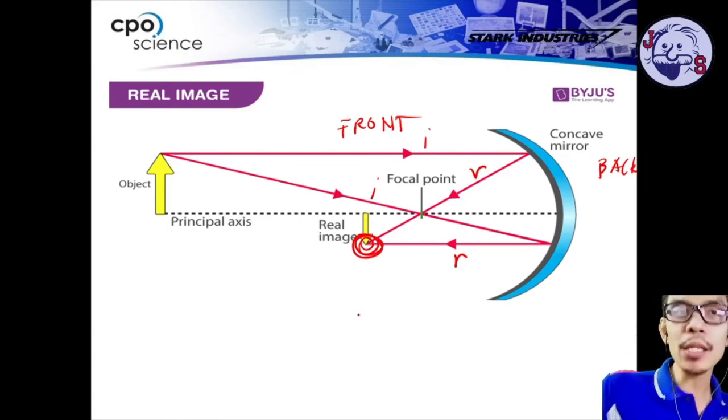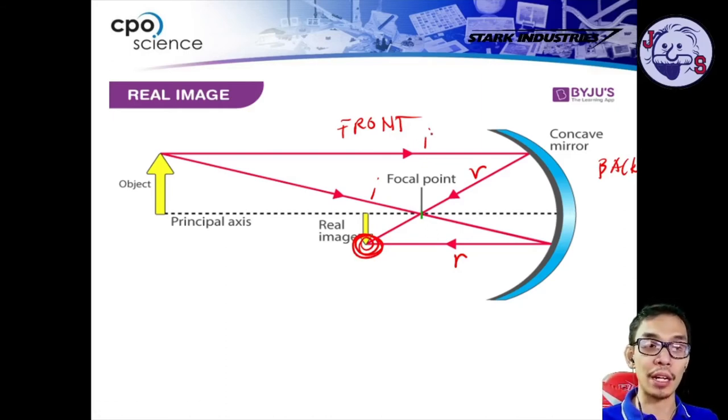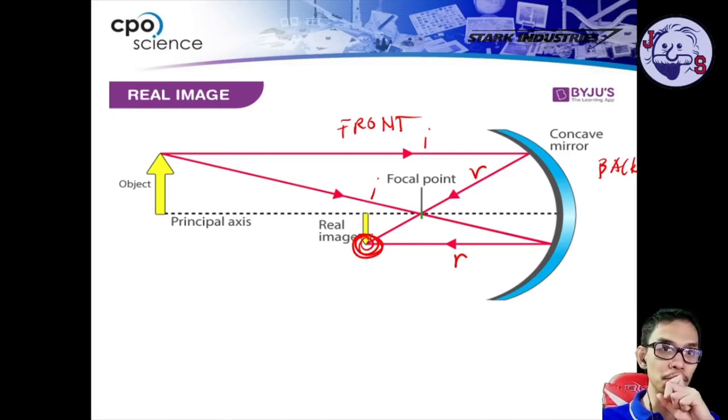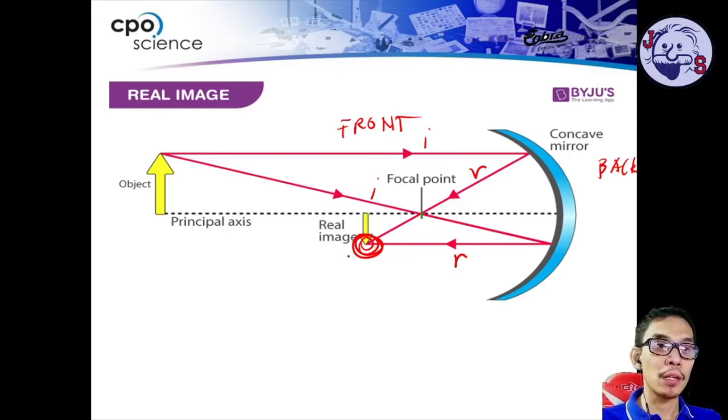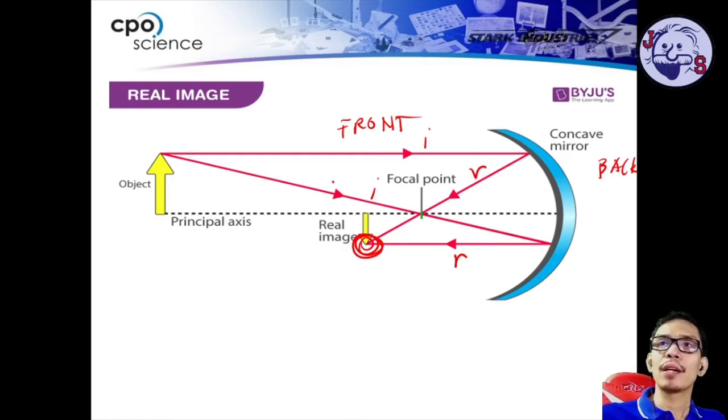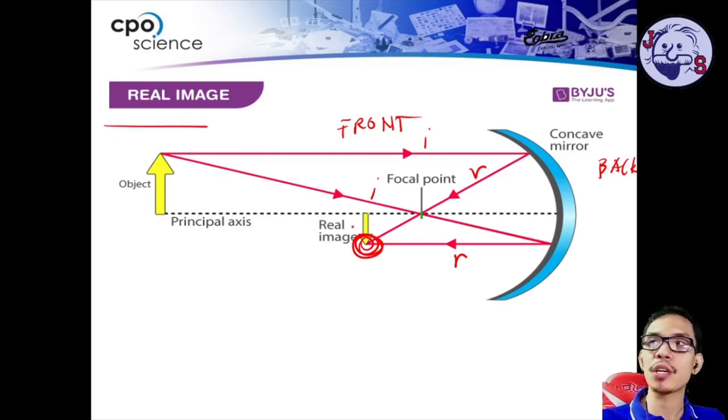Now, what are the characteristics of the real image? As you can see here, the real image is upside down. Aside from that, the image is formed on the same side of the mirror. So if the object is placed in front, in a real image, the image will be formed on the same side as the object, the one that you have right here.